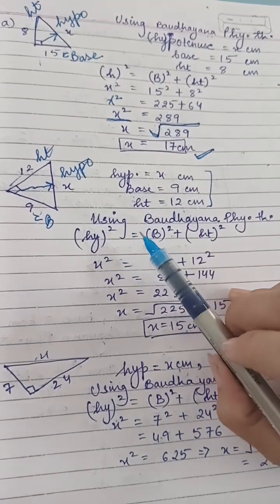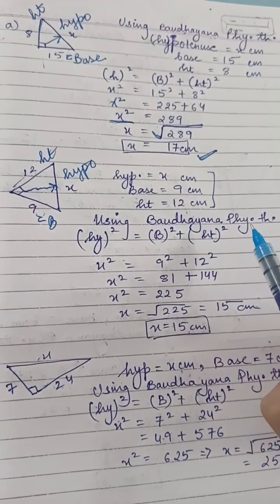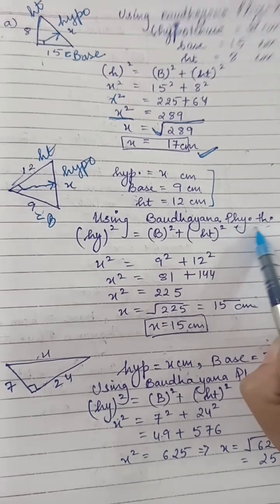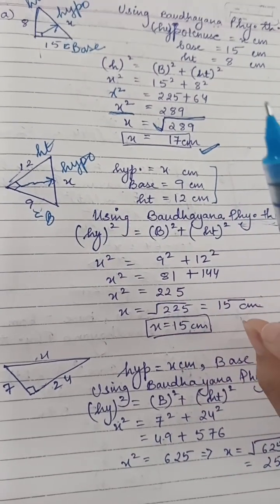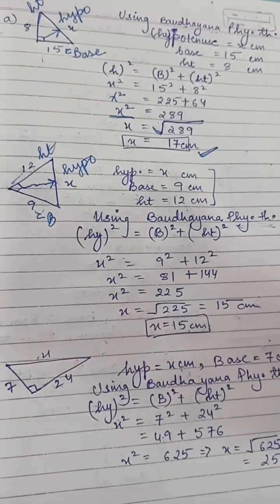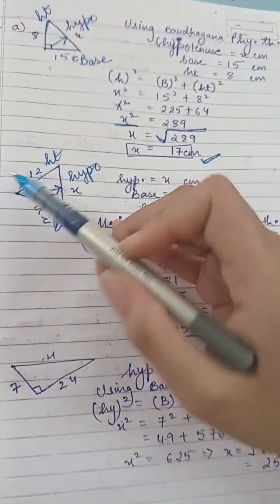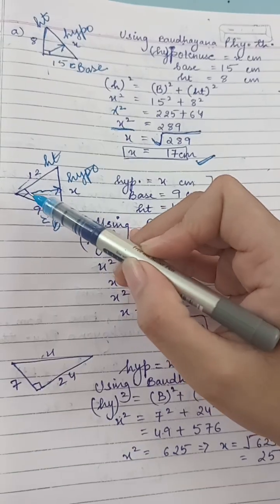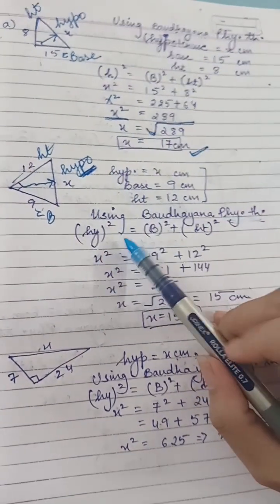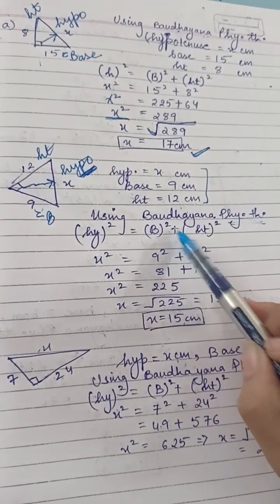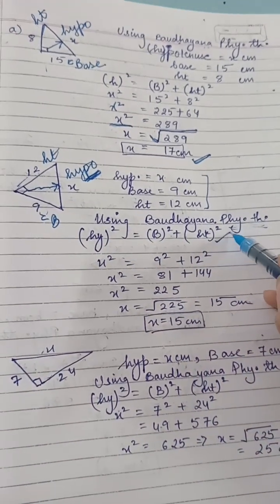Now which theorem are we going to use? Bodhayana-Pythagoras theorem. Pythagoras theorem is only valid in a right angle triangle. Why? Because only in a right angle triangle there will be a right angle, and opposite to the right angle will be the hypotenuse. Hypotenuse square equals base square plus height square. I have written the theorem.